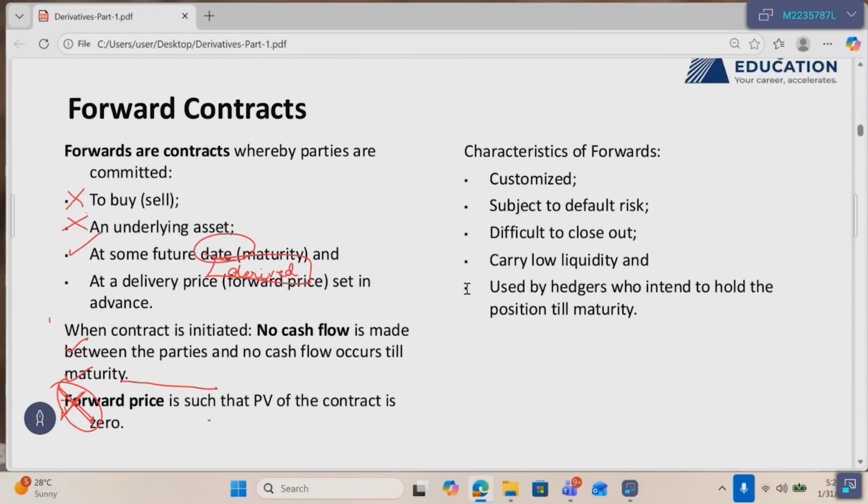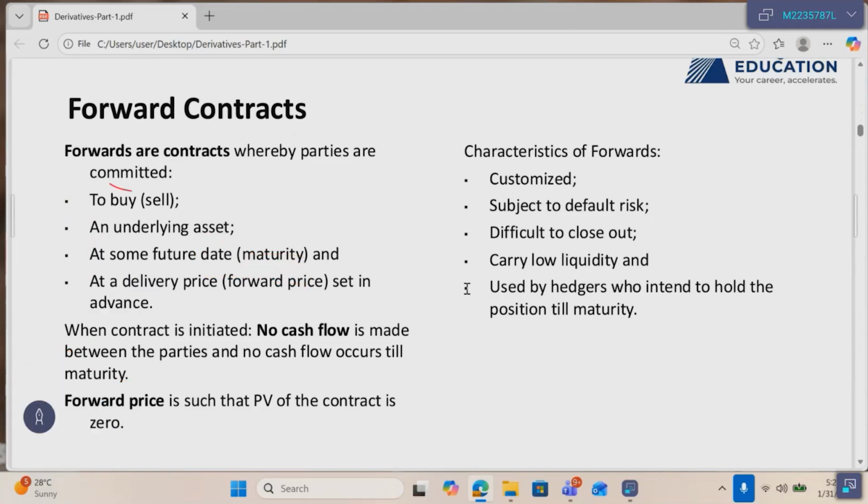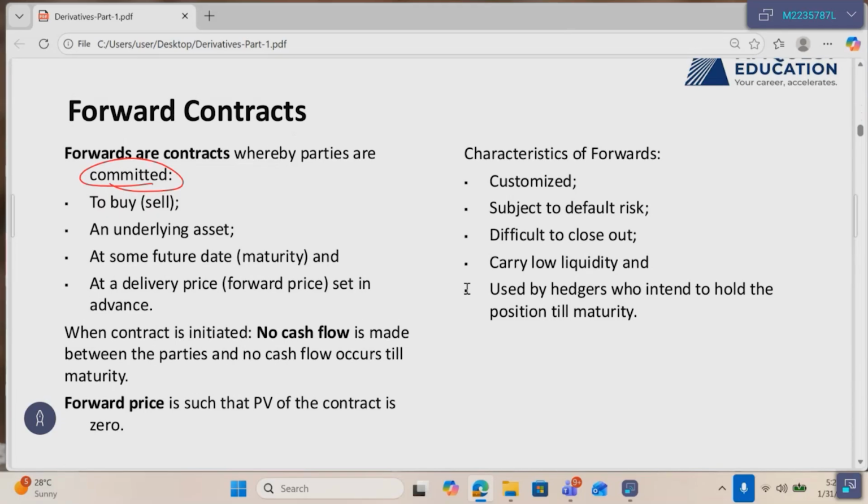Now, a forward contract essentially means anything that is contracted for a future commitment, right? When two parties come and say, boss, I want to enter the forward contract, the two parties come together and they commit. What they commit: one will buy, one will sell. They'll deal with one asset at a future date, at a future price.